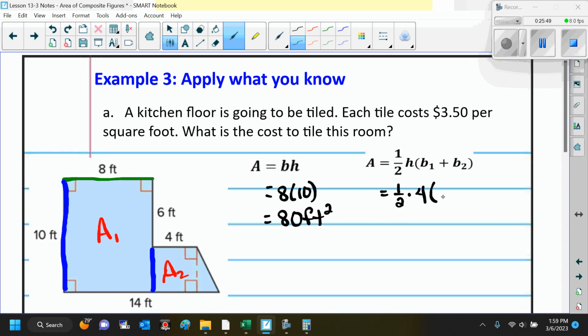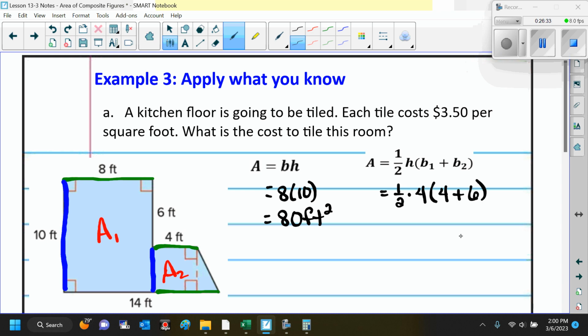Now we have the sum of those two bases. So base 1, that's an easy one. That's 4. Okay? Plus this second base, we want this second base. Now, again, the whole thing is 14. But we don't want the whole thing. We only want this part right here. So we want to take this part out. Well, how much is that part? That part is 8, right? So we have 14 minus 8, which gives us 6. So there's our second base.